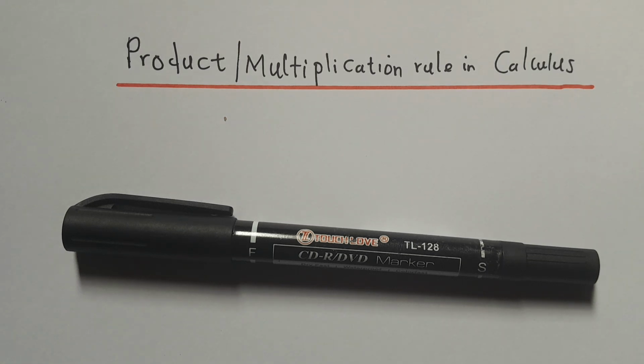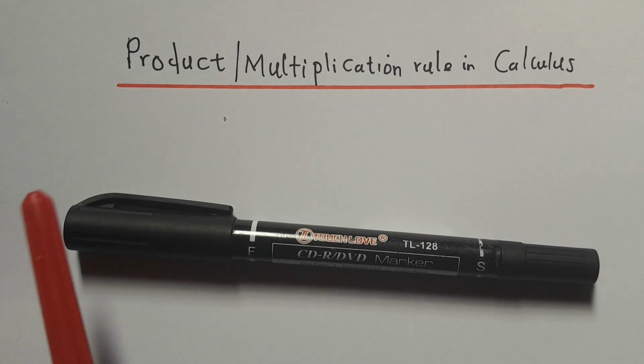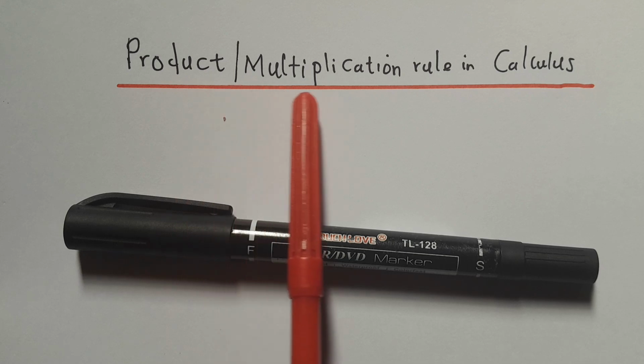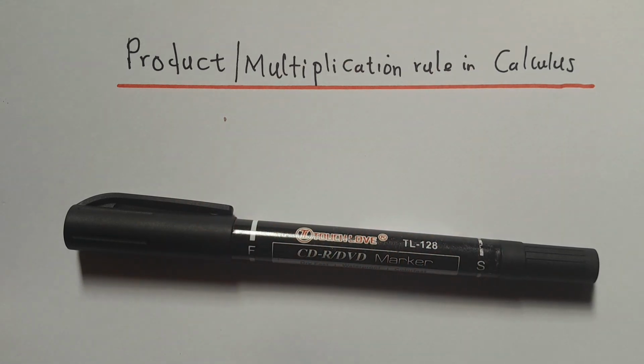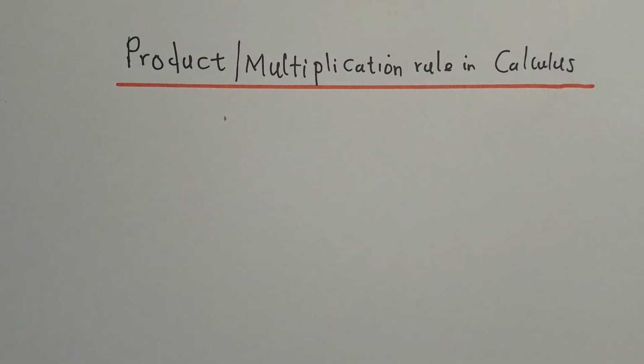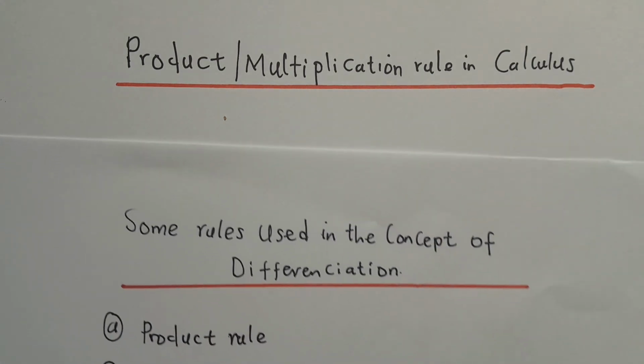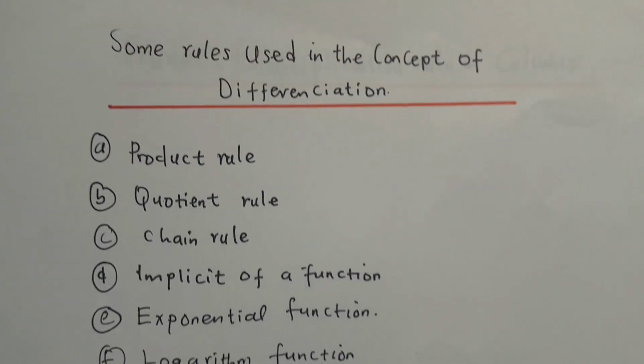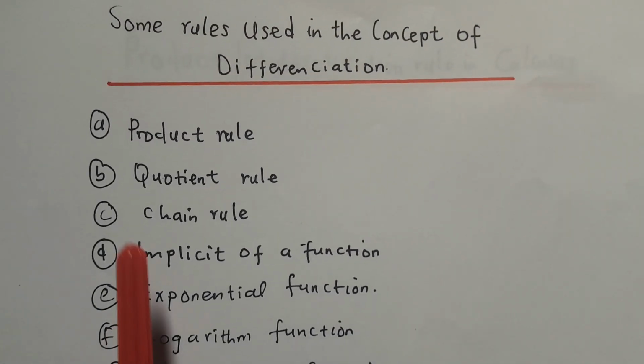Today we want to continue from part 2 of our calculus class. So today we want to take a look at the product or multiplication rule in calculus. But before that, let's take a look at some rules used in the concept of differentiation.